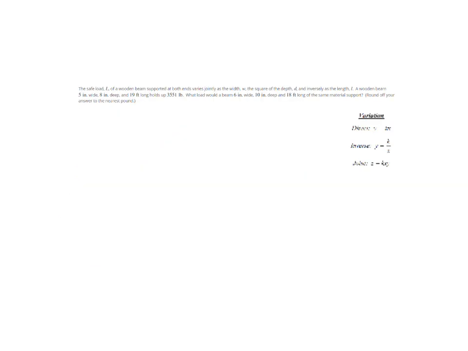Okay, I kind of like this one because it makes sense in my head, I guess. I'm no engineer, but it still makes sense to me. So it says the safe load, L, of a wooden beam supported at both ends varies jointly. Okay, so this is the load. This is how much this beam can hold. I almost think of it like if it's a bench or something like this. Here's my bench. I'll draw a nice bench. And it's supported on the ends here. Okay, so it's only supported on the ends.